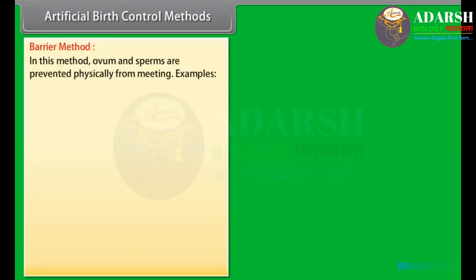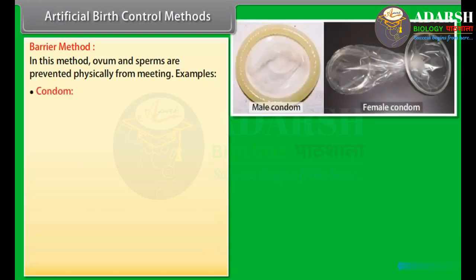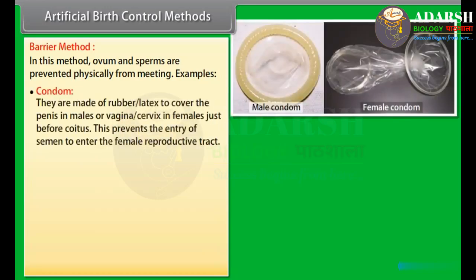Artificial birth control methods. Barrier method. In this method, ovum and sperms are prevented physically from meeting. Examples: condom. They are made of rubber or latex to cover the penis in males or vagina or cervix in females just before coitus. This prevents semen from entering the female reproductive tract.